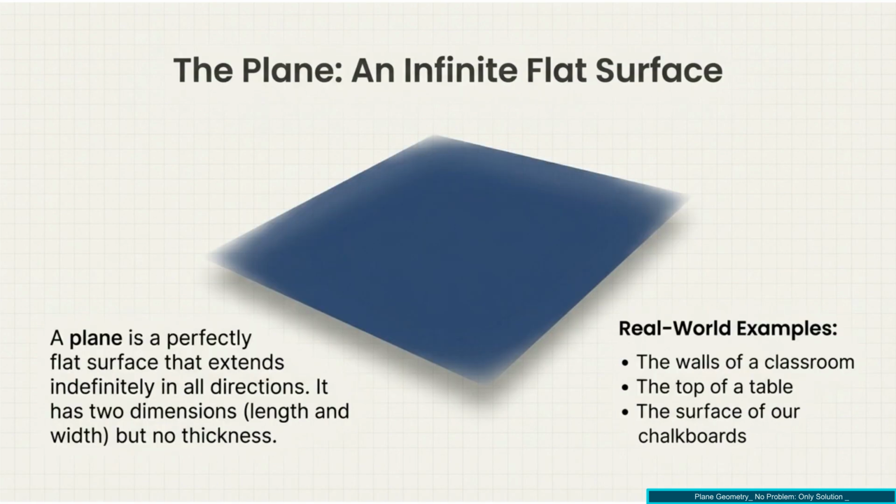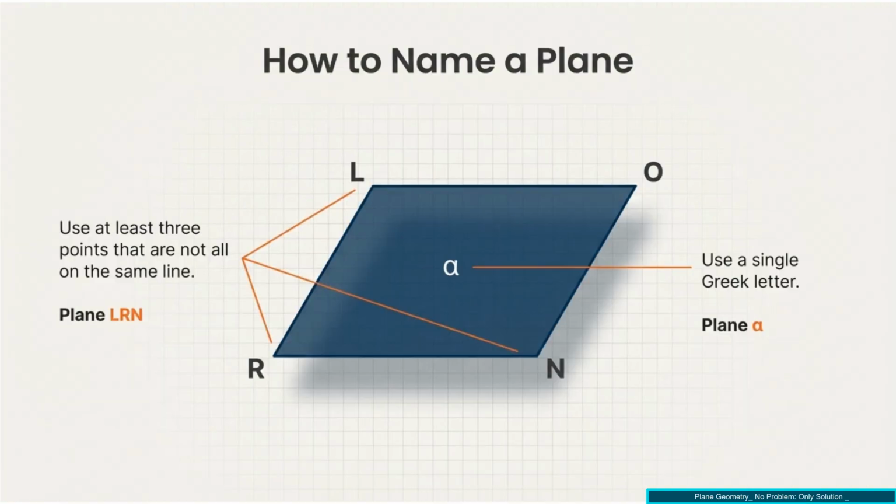The third undefined term in geometry is the plane. The plane is a perfectly flat surface that extends indefinitely in all directions. It has 2 dimensions, length and width, but no thickness. Real-world examples include the walls of a classroom, the top of a table, or the surface of our chalkboard. You can name a plane in 2 ways, either by a single Greek letter like plane alpha, or by at least 3 points that are not all on the same line, such as plane LRN. Just remember, you need at least 3 points to have a plane.